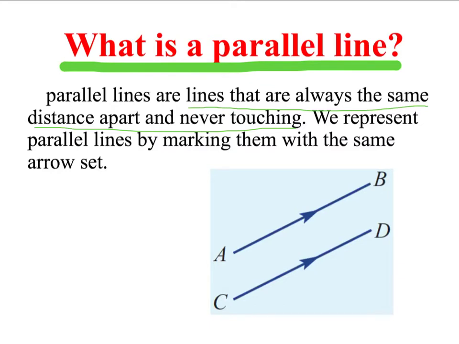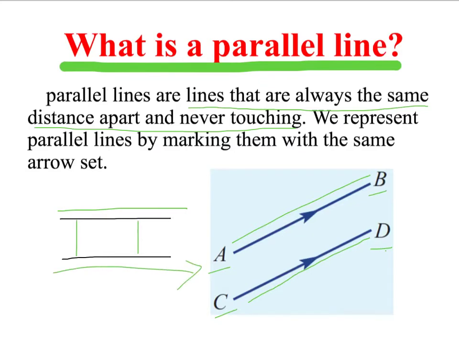I've got the line AB, so I've named it with my capital letters. They are always the same distance apart and they never touch. And the idea is that they're going in the same direction. Another example of parallel lines will be just here that I'm drawing on your screen. These are parallel lines. They are always the same distance apart. Here they're the same distance, there they're the same distance, and they never touch. They are always going in a similar, or the same, direction.